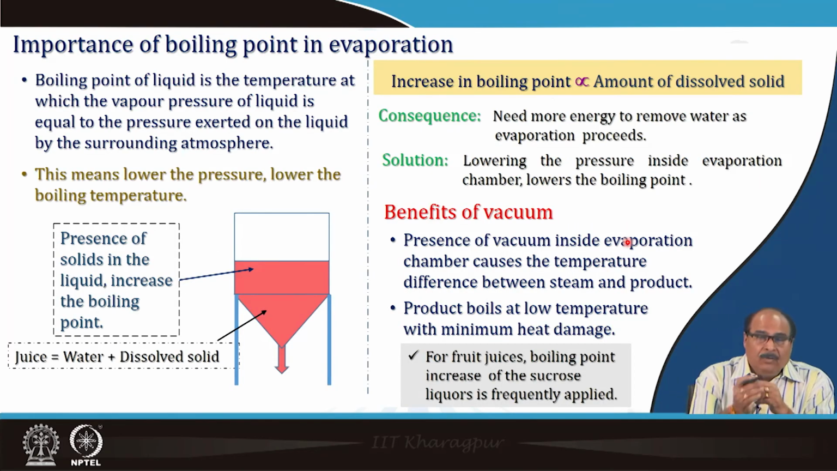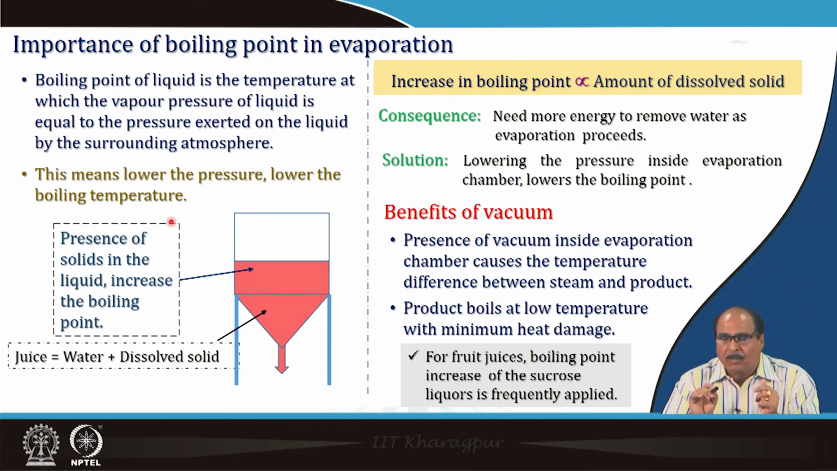Now, the importance of boiling point in evaporation, you know that very well. When there is a liquid like fruit juice, water boils at 100 degrees Celsius, but if there are dissolved solids present, then there is an elevation, an increase in the boiling point. The presence of solid in the liquid increases the boiling point. This also means that the lower the pressure, the lower the boiling temperature. The increase in the boiling point is proportional to the amount of dissolved solid present in it.